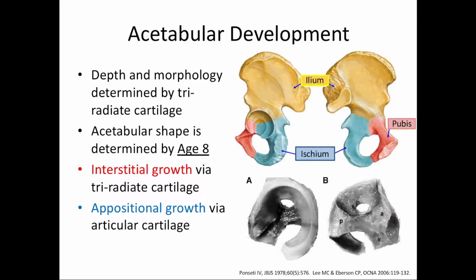Focusing on acetabular development, the depth and the shape or morphology is determined by the triradiate cartilage, and this acetabular shape is determined by age 8. There's interstitial growth via the triradiate cartilage that contributes to the size and depth of the socket, and appositional growth via articular cartilage is very important, as you'll see.